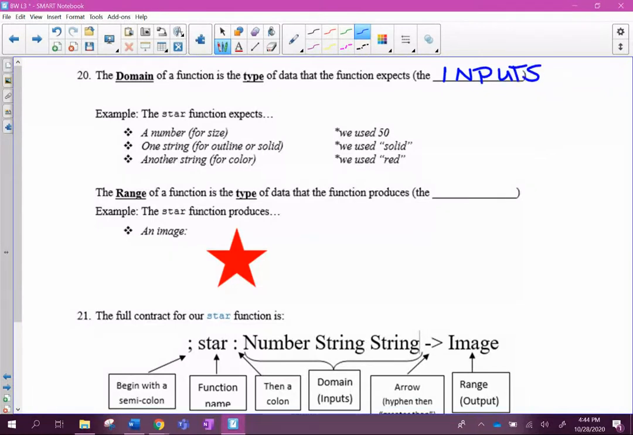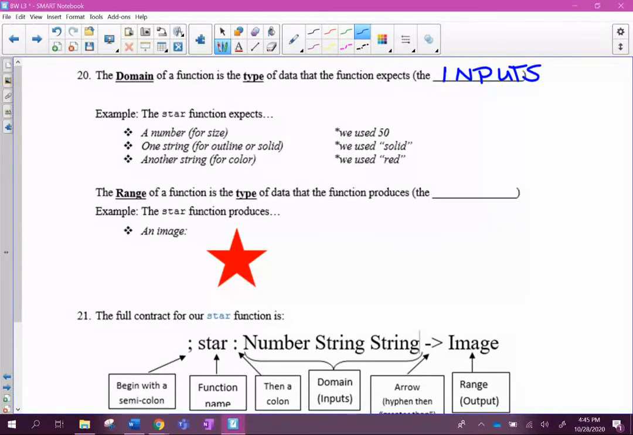So these can be anything from numbers to strings to multiple numbers to multiple strings. So for example, the star function needed a number that told us the size, and needed a string, which told us whether it was an outline of a star or a solid star, and then another string for the color. So our star function used 50 solid red. That was the original star function. So the size was 50, it was a solid star, and it was red.